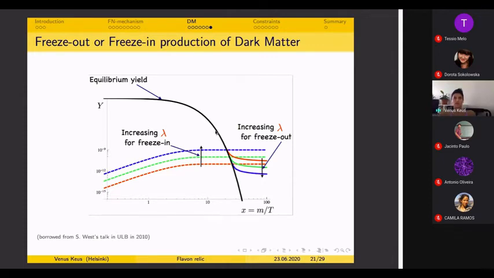So in the normal freeze-out scenario, the stronger your interaction is with the standard model particles, the longer you stay in thermal equilibrium, right? So if you fall out of equilibrium with the standard model bath earlier, there would be more of you left than if you stayed in thermal equilibrium with the standard model for longer.